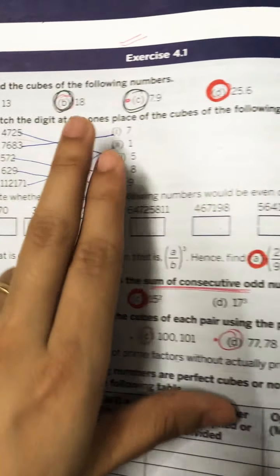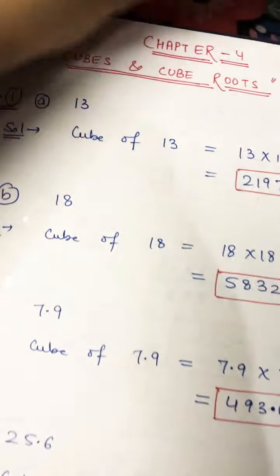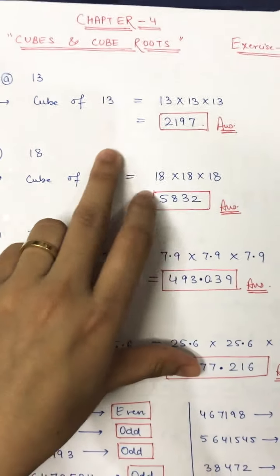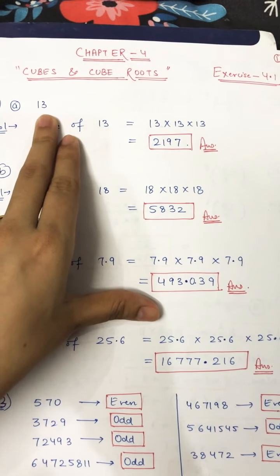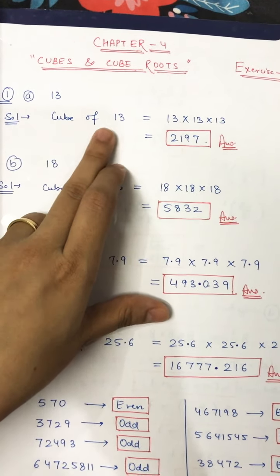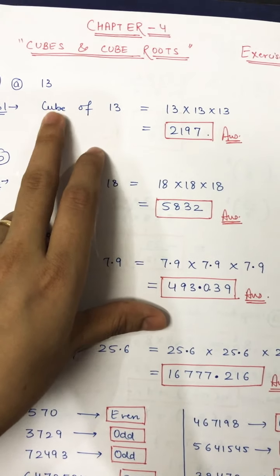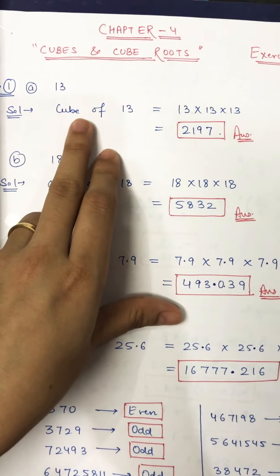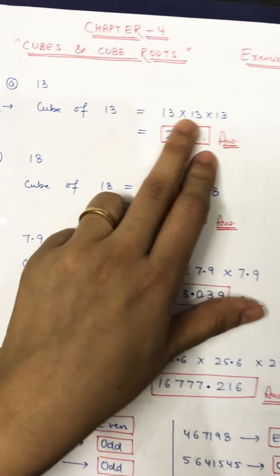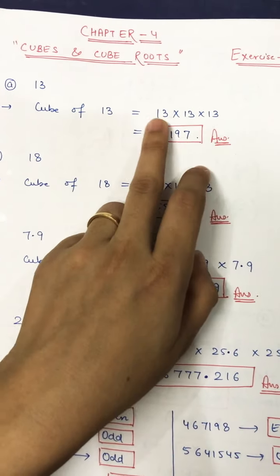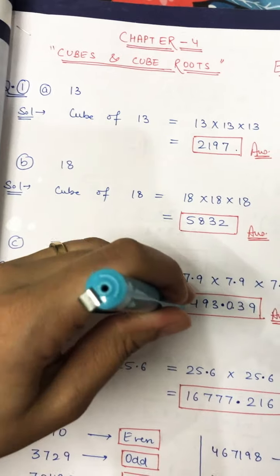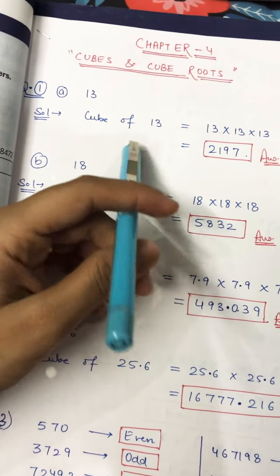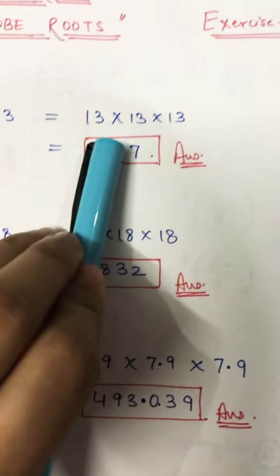It is a very simple question. Question number 1, part A, 13. You have to write in the first line cube of 13. Cube of 13 means you have to multiply that number 3 times. Cubes means you multiply the number 3 times. If the question is of square, you multiply that number 2 times. So here you have to multiply this number 3 times.